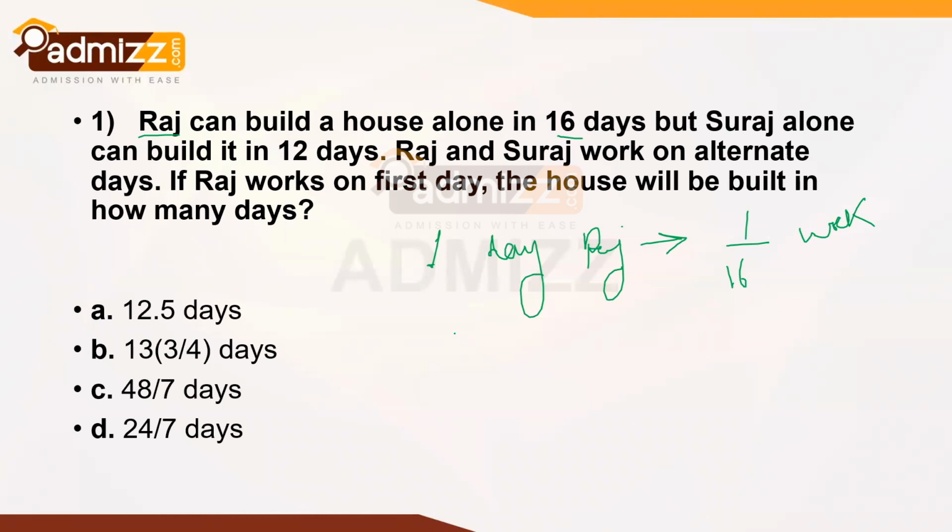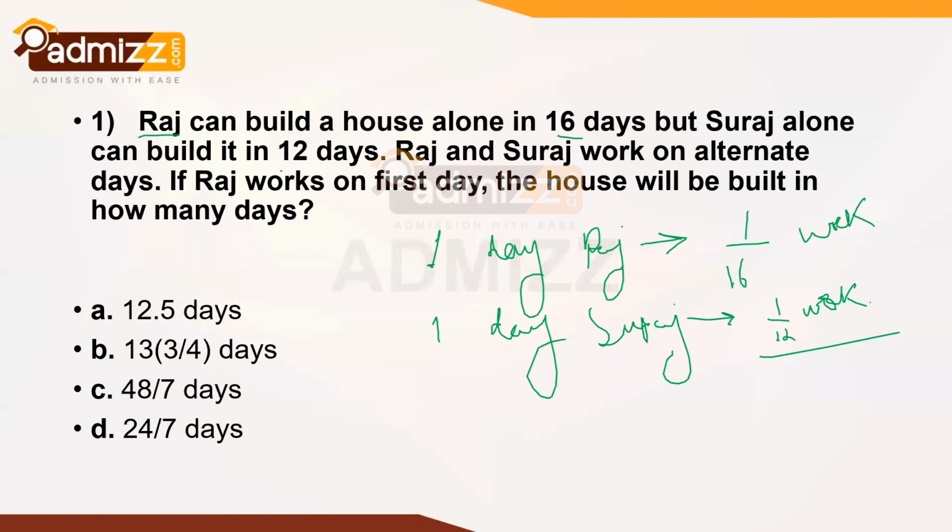And Suraj alone can build the house in 12 days. So in 1 day, Suraj completes 1/12 of the work. Now, Raj and Suraj work on alternate days. So if Raj works on the first day, Suraj works on the second day, and things of that sort. Now, the question mentions that Raj works on the first day.